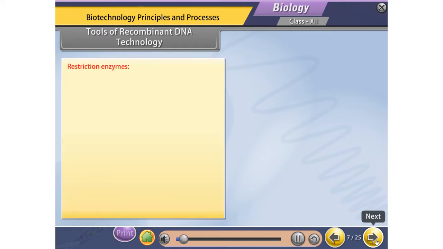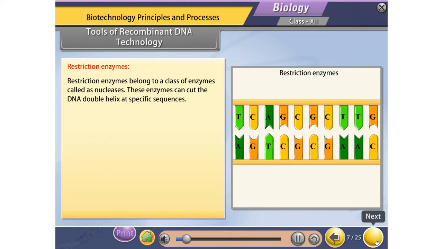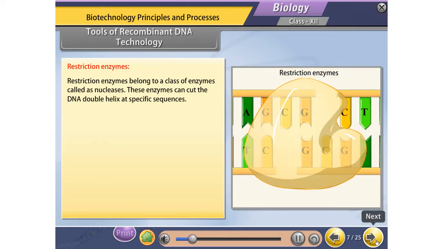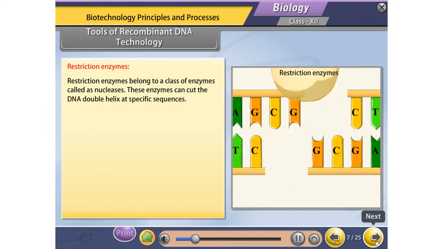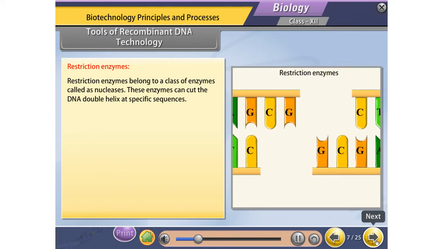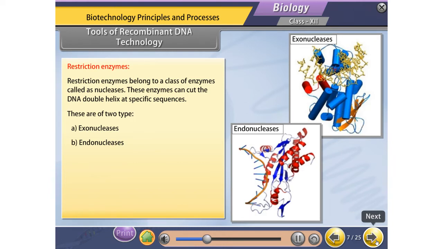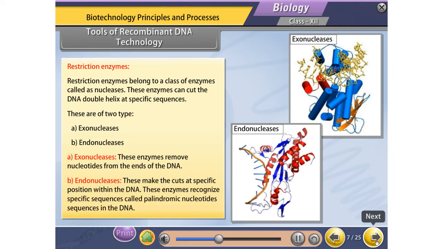Restriction enzymes. Restriction enzymes belong to a class of enzymes called nucleases. These enzymes can cut the DNA double helix at specific sequences. These are of two types: exonucleases and endonucleases. Exonucleases remove nucleotides from the ends of the DNA. Endonucleases make cuts at specific positions within the DNA.